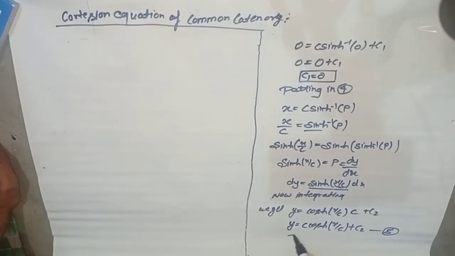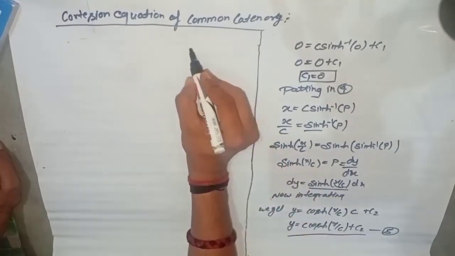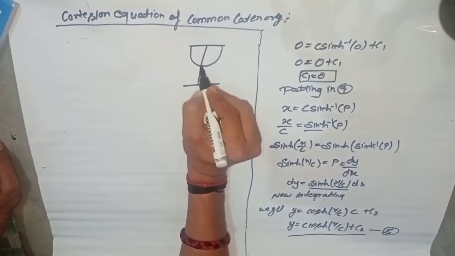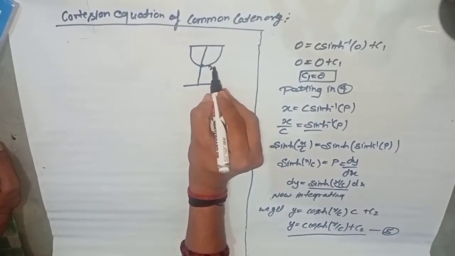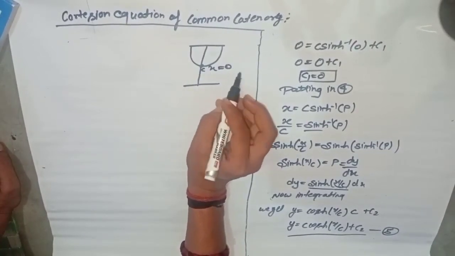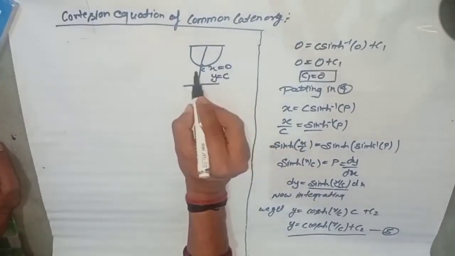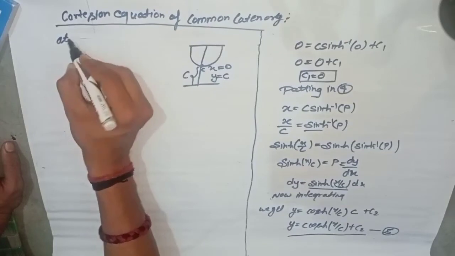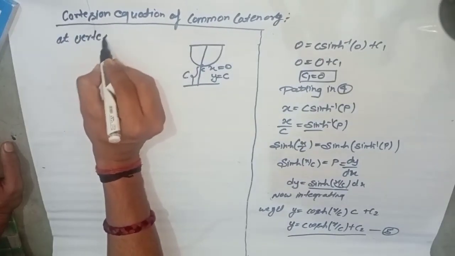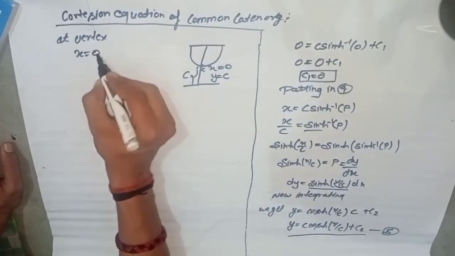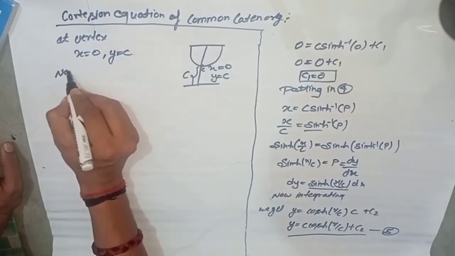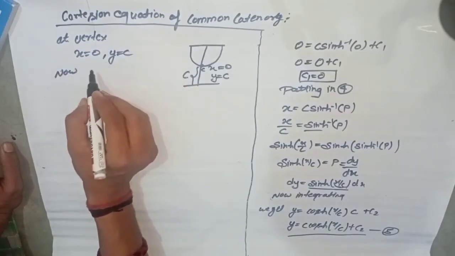Now we get equation 5. Again we understood by the figure of the common catenary: at the vertex C, x equals 0 and y equals c, because this is the value of y. Now at the vertex, x equals 0 and y equals c. Now we put the values of x and y in equation 5.